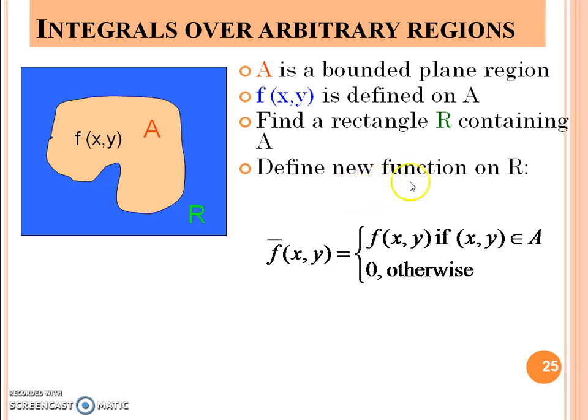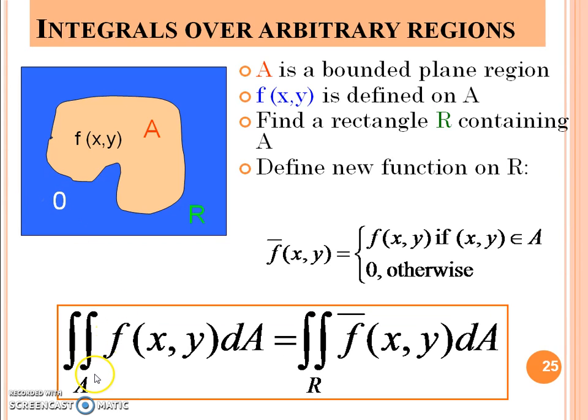Now we define a new function on the region R as f bar of (x,y). f bar of (x,y) is equal to f(x,y) if (x,y) belongs to the region A, and its value is 0 otherwise. That means if the point is outside the region A, then the value of the function f bar is 0. So the double integral over the region A of the function f(x,y) will now be equal to the integral over the region R of f bar of (x,y).